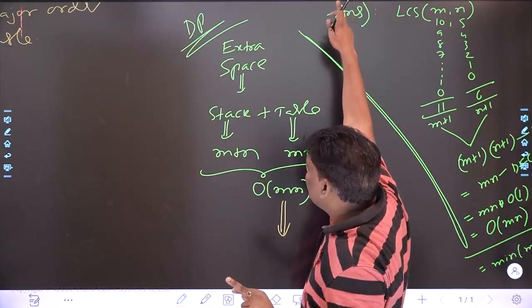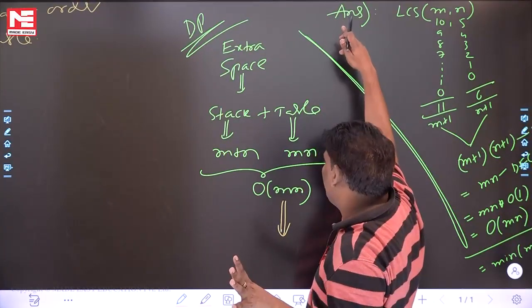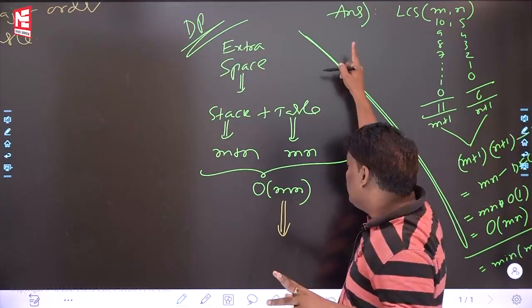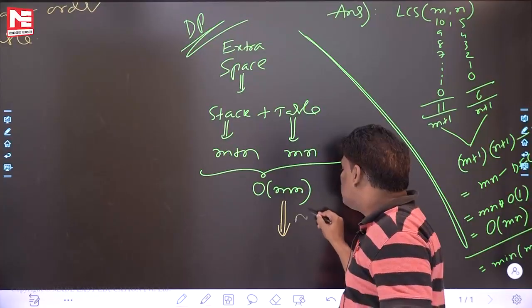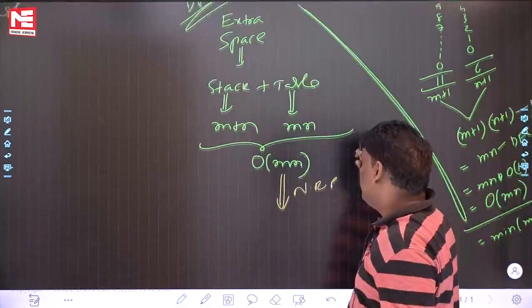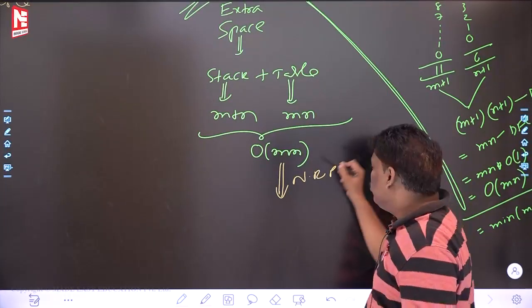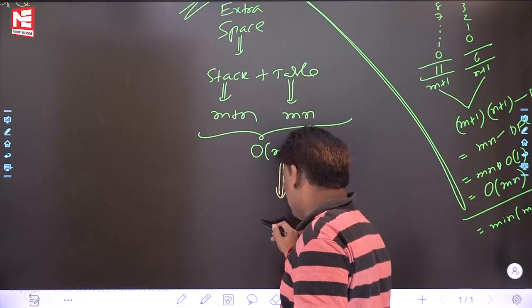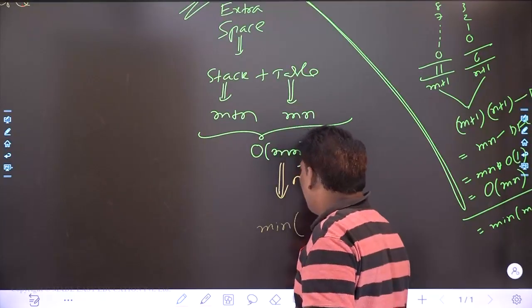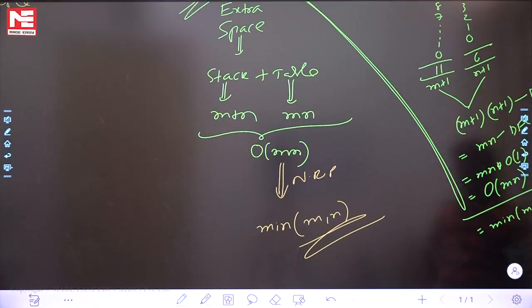Listen carefully: the same recursive program whatever I wrote, using dynamic programming with recursion. If you write an equivalent non-recursive program, keeping those conditions, this space can be decreased to, see this one, minimum of m comma n space. This space can be minimized to minimum of m comma n space.